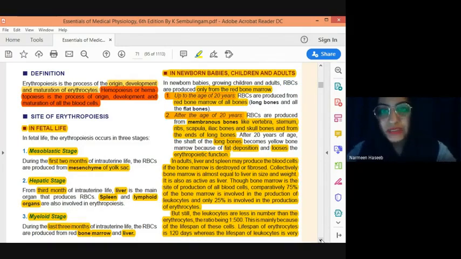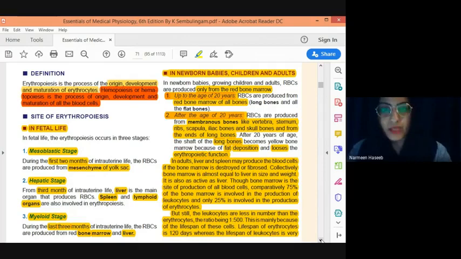Up to the age of 20 years, RBCs are produced from the red bone marrow of all bones, whether they are long bones or flat bones. But right after the age of 20 years, RBCs are produced from the membranous bones like the vertebrae, sternum, ribs, scapula, iliac bones, and the skull bones, and from the ends of the long bones.